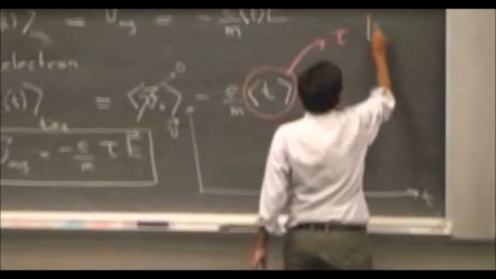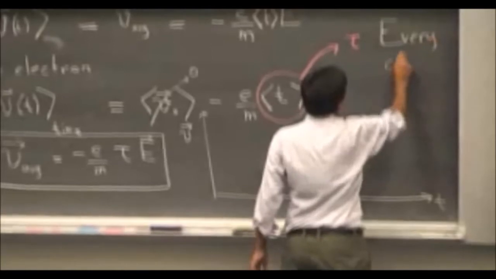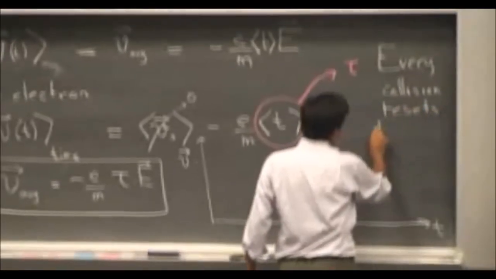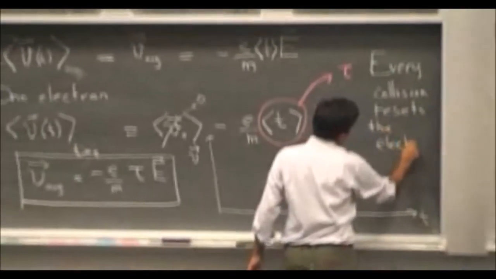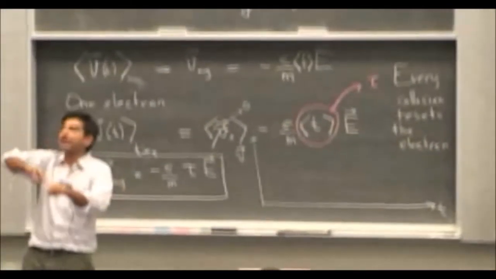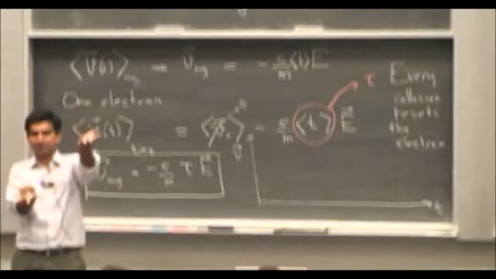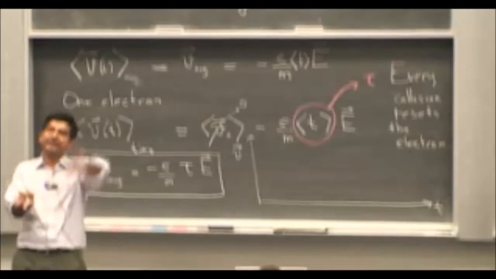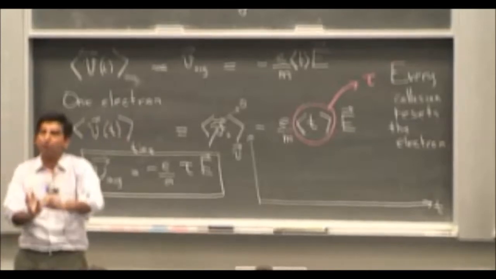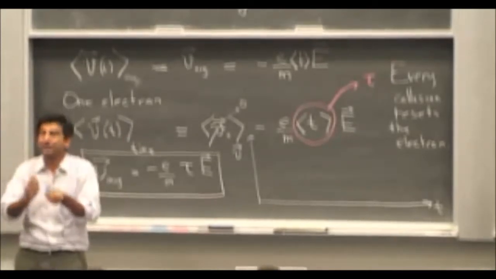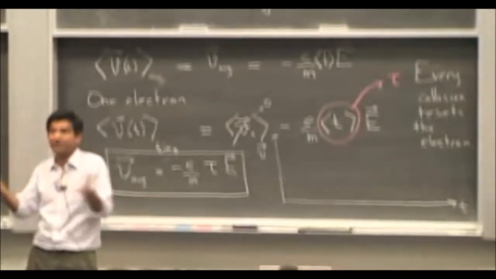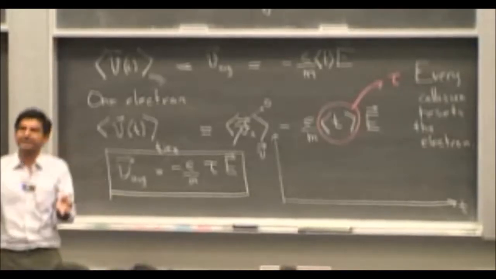Every collision resets the electron. In other words, the memory of the electron is totally erased. You don't know what happened before the collision because the collision will give you a new initial velocity. That initial velocity could be any speed whatsoever. It could be in any direction whatsoever. So the average of those initial velocities, which are the velocities just after the collision, the average value of those initial velocities is zero. Because every collision is resetting the electron in a new state.